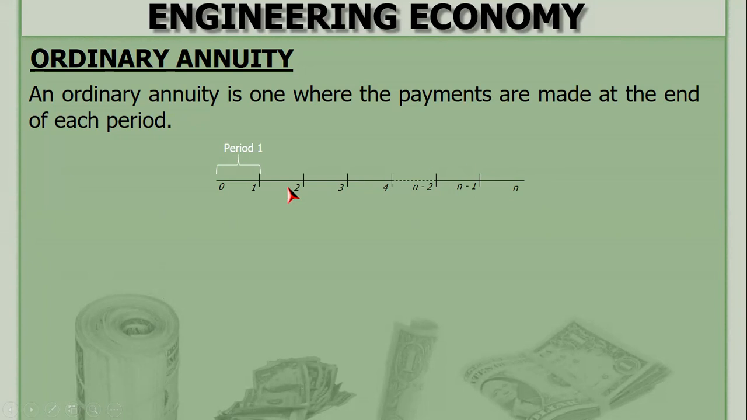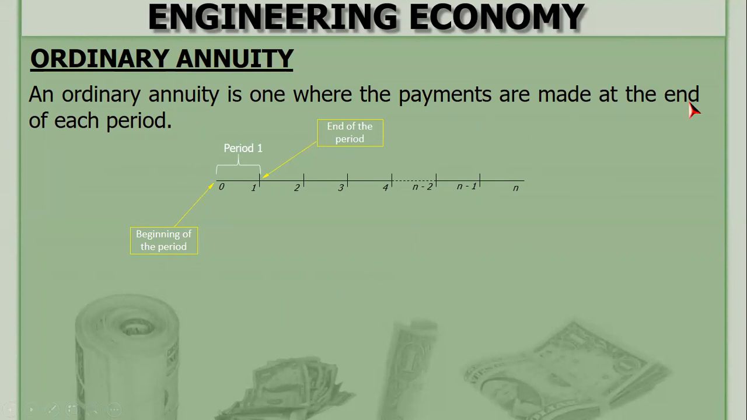Now, 0 is the beginning of the period, the beginning of period 1. And 1 is the end of period 1. For period number 2, 1 is now the beginning and 2 is the end. And for the last period, the nth period, n minus 1 is the beginning and n is the end of the period. So, go back to the definition.